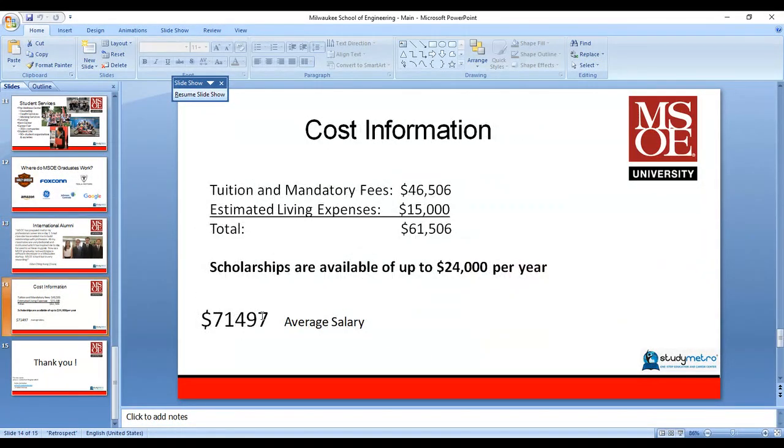For the course information, the tuition fee and mandatory fees at the university are around $46,506, and the estimated living expenses are $15,000. So the total estimated cost is around $61,506. If we talk about scholarships, scholarships are available to both UG and PG students, up to $24,000 per year. Also, an MSOE graduate can earn an average salary of up to $71,497 yearly.